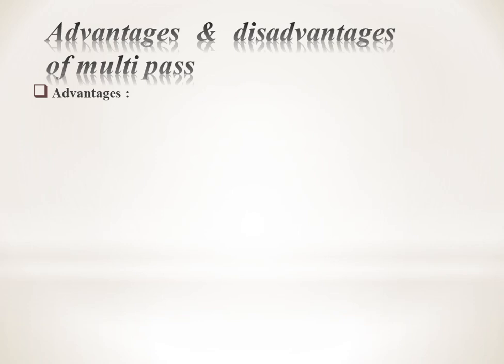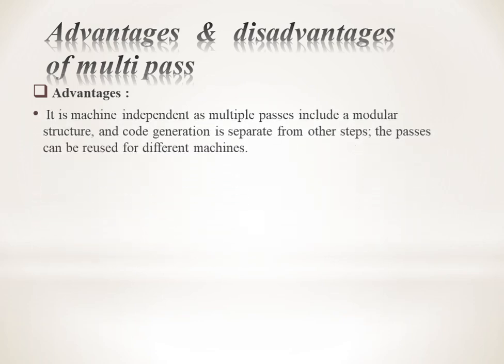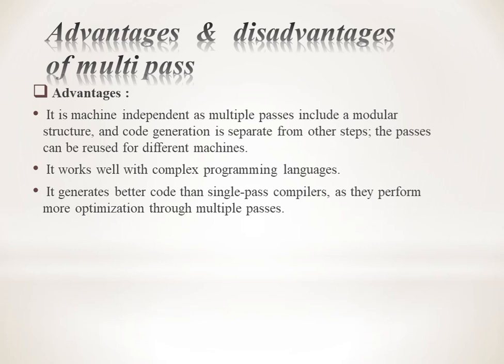Advantages and disadvantages of the multi-pass. Let's see the advantages of the multi-pass. What are the exact advantages? It is machine independent as multiple passes include modular structure and code generation is separate from other steps. The passes can be reused for different machines. It works well with complex programming languages like Java, C++. It generates better code than the single pass compiler as they perform more optimization through the multiple passes.